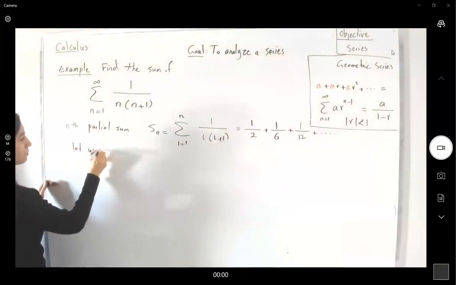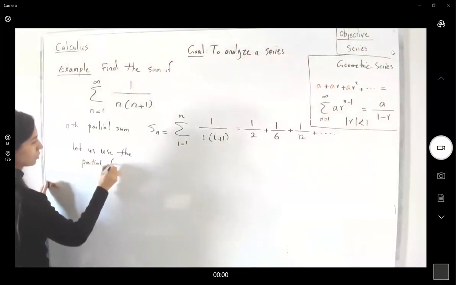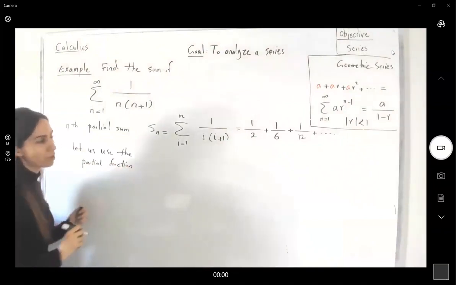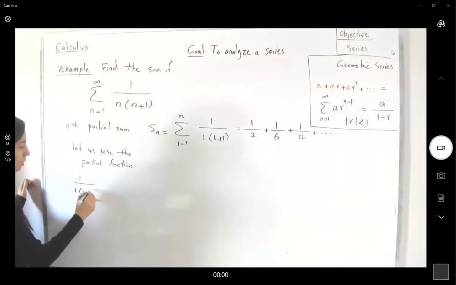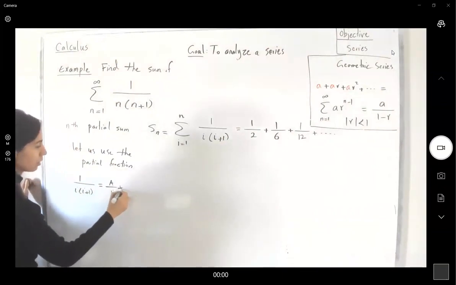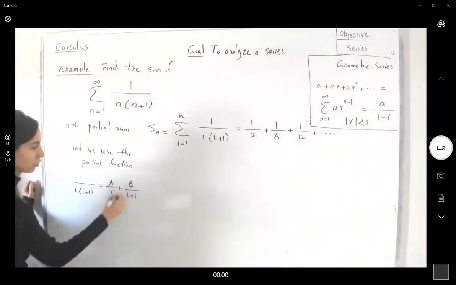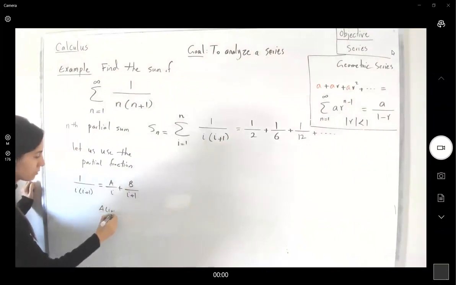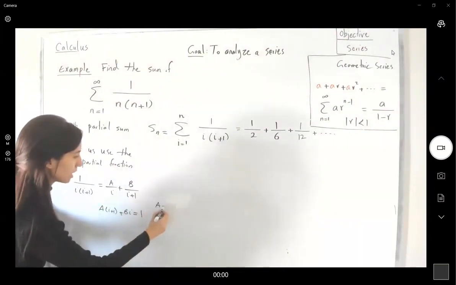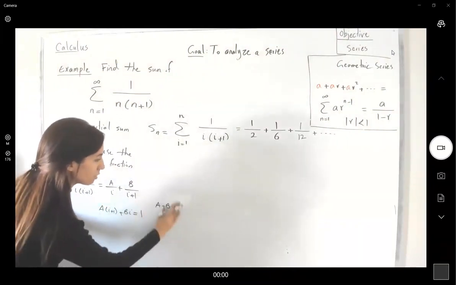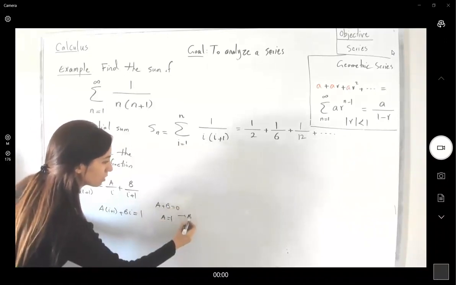Let us use the partial fraction. The partial fraction says, hey, you have 1 over i times i plus 1, which is A over i plus B over i plus 1. So it means that A times i plus 1 plus B i is equal to 1. What's the meaning of that? It means that A plus B is 0 and A is equal to 1. So it means that your B is equal to negative 1.